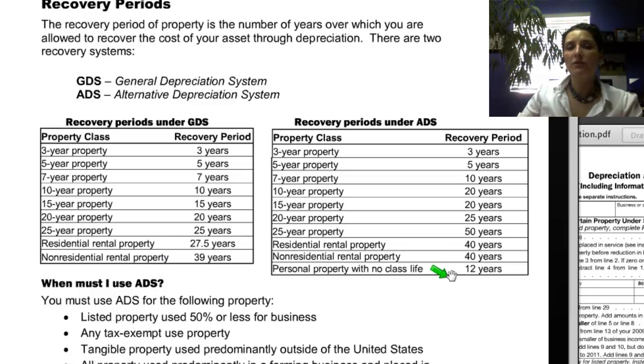And then if you have any kind of personal property with no asset class life assigned to it under ADS, that property is given a 12-year life. Under general depreciation, typically any asset that's not given an assigned life is usually 7 years.